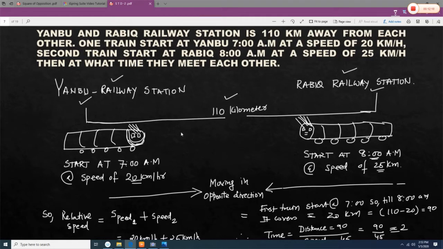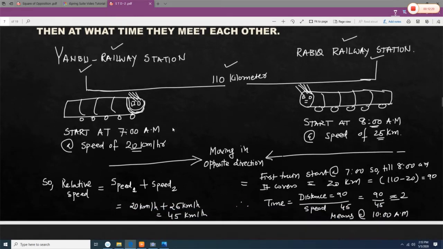After 1 hour, and they are running in the opposite direction, and we know when it is in opposite direction the relative speed is speed 1 plus speed 2. So 20 kilometers plus 25 kilometers is 45 kilometers.